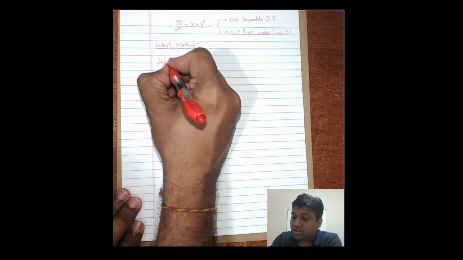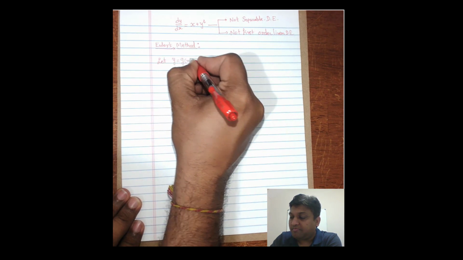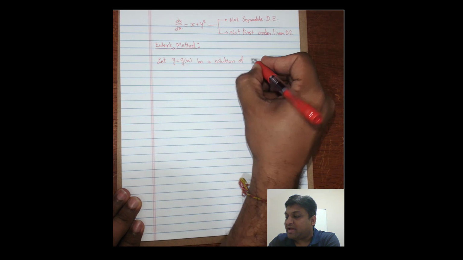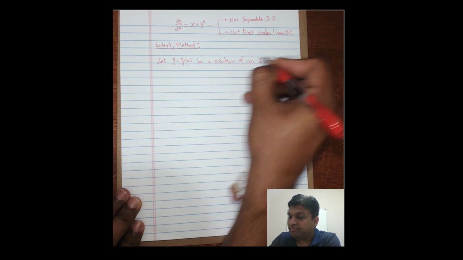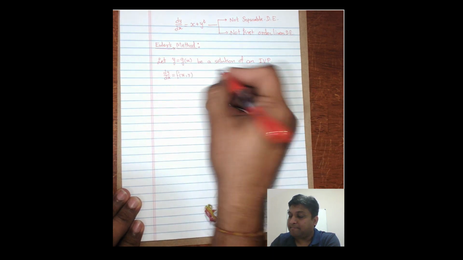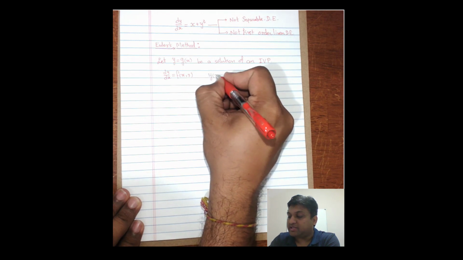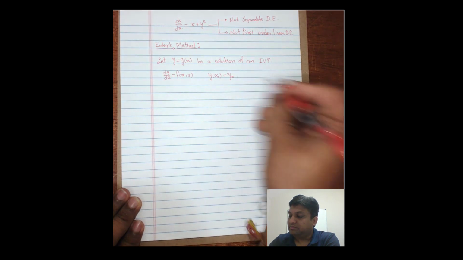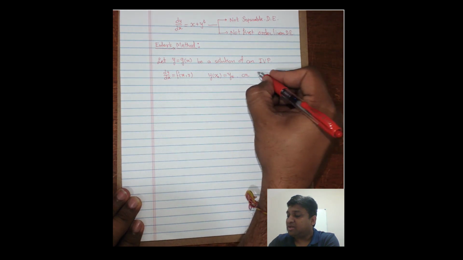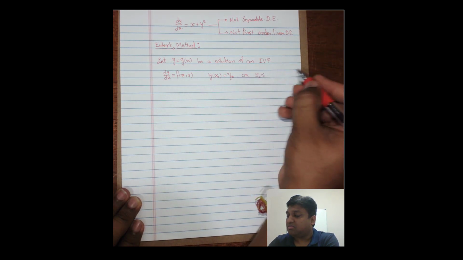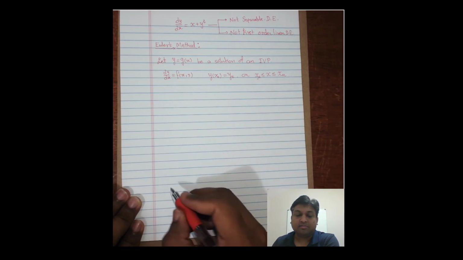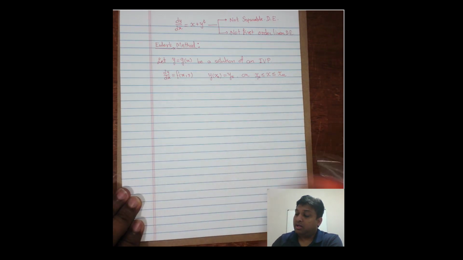Let y equal to g of x be a solution of an initial value problem dy by dx equal to a function of x and y, with initial condition y at x naught equal to y naught, on the region that consists of all x values between the initial x value and some xn.